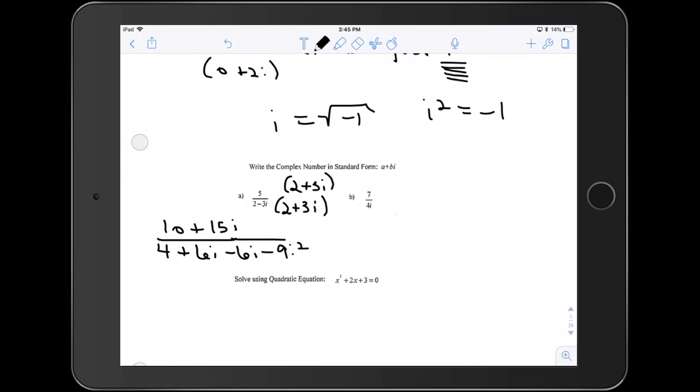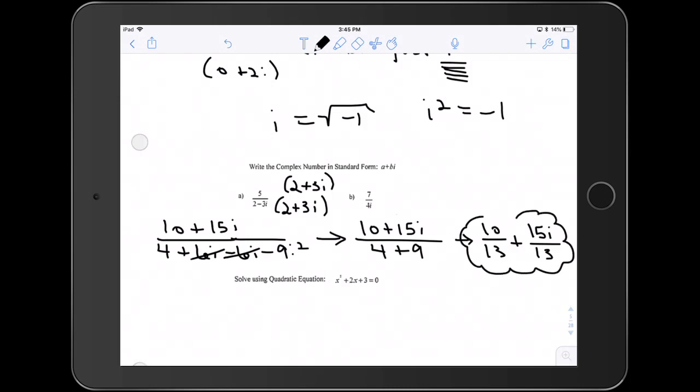Now this is the fun part because now you have 10 plus 15i up here. And down here, you end up with 4 plus, because these are gone, 4 plus 9. And that's going to give me 10 over 13 plus 15i over 13. Okay, rationalizing, but this is actually called putting it in standard form.